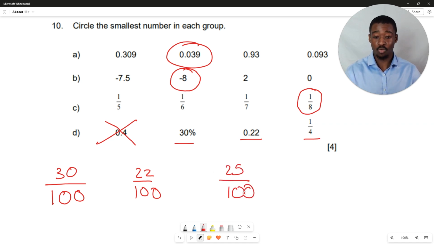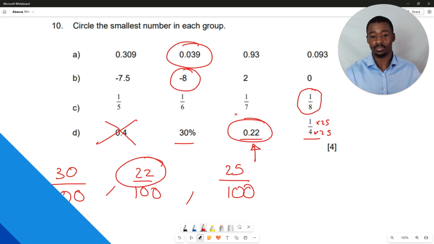We multiply both the numerator and the denominator by 25. So now they all have the same common denominator. It's very easy to compare the numbers because all we do is compare the numerators, and the smallest numerator is 22. And therefore 0.22 is the smallest number.